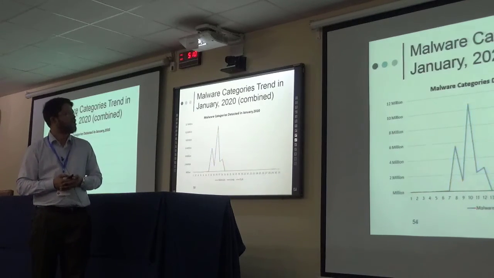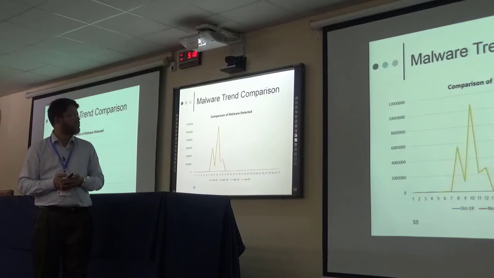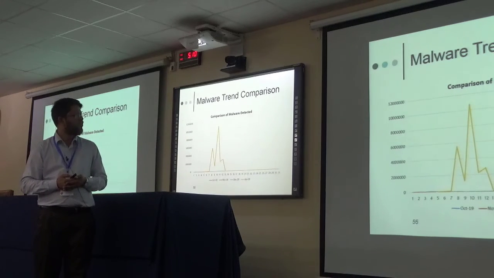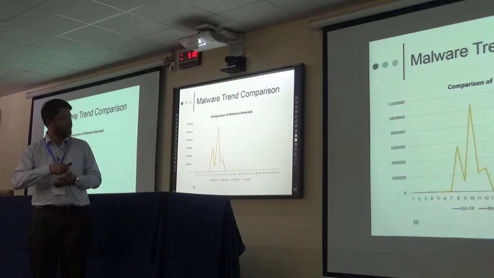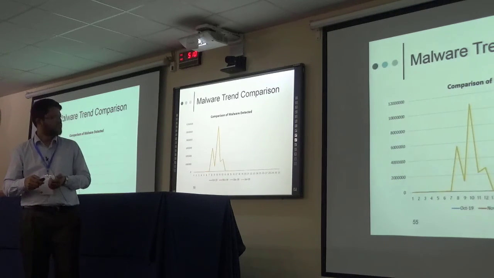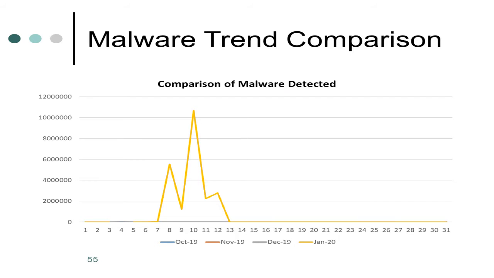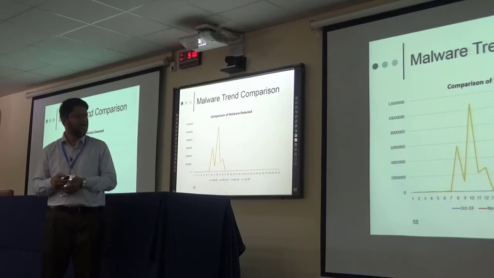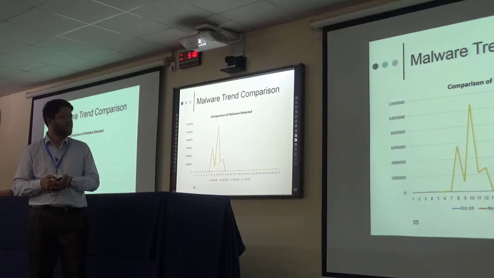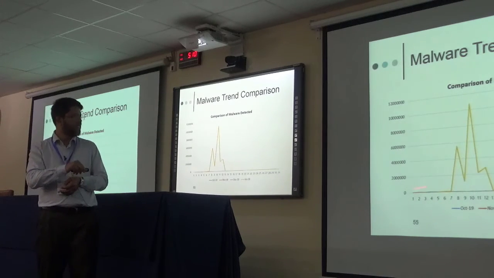This is malware categories in January. This is a comparison of malware detected for the whole month. Again, we see in January we have a huge hike. We wanted to see if there is any effect on a particular day, but we could not look at that because the hike washes out all those things.